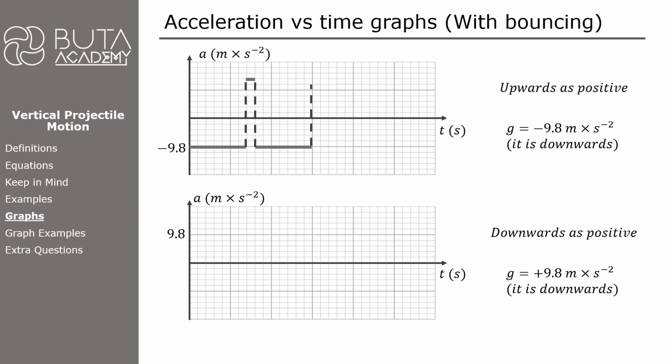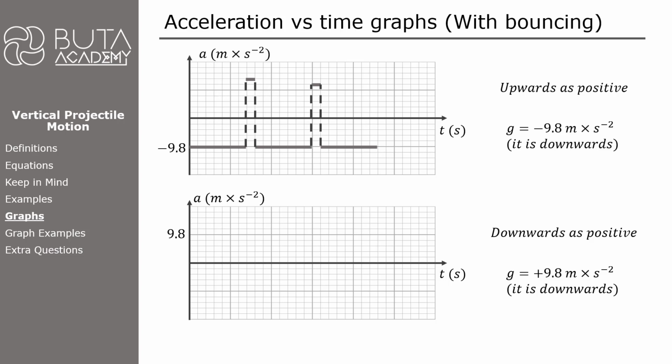But this time, due to the loss of energy, the force between the object and the surface will be slightly smaller. Hence, the magnitude of the acceleration will also become smaller. After the object bounces off the surface, the acceleration will once more be equal to minus 9.8. This pattern will depend on the number of bounces asked in the question.